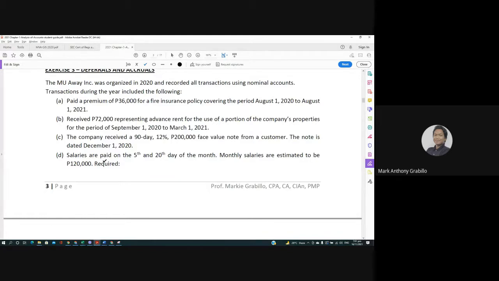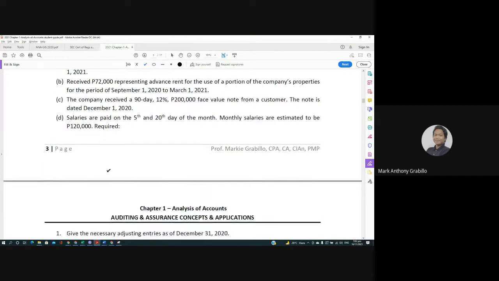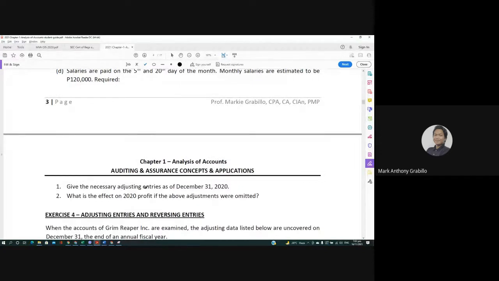And then letter C, the company received a 90-day, 12%, 200,000 pesos face value note from a customer. The note is dated December 1, 2020. Then letter D, salaries paid on the 5th and 20th day of the month. Monthly salaries are estimated to be 120,000 pesos. Ano daw requirements? Give the necessary adjusting entries as of December 31, 2020. What is the effect on 2020 profit if the above adjustments were omitted?